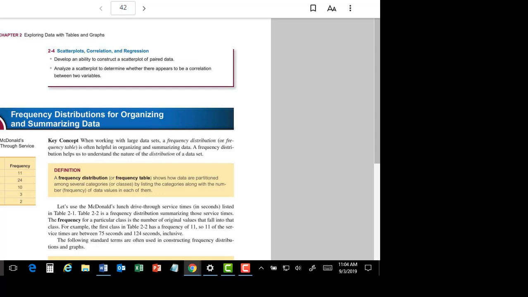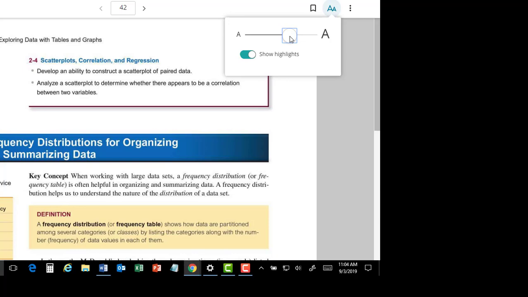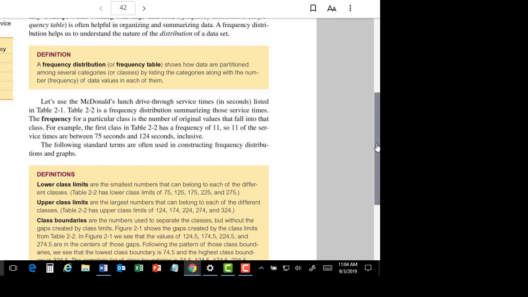So let's take a look at this now. We got chapter 2. This is all about taking the data and putting it in table form. That's all chapter 2 is. These are called the frequencies. That's just a tally of how many people fell in from a sample. From our sample, how many of them fell into 75 to 124 or 125? You understand?